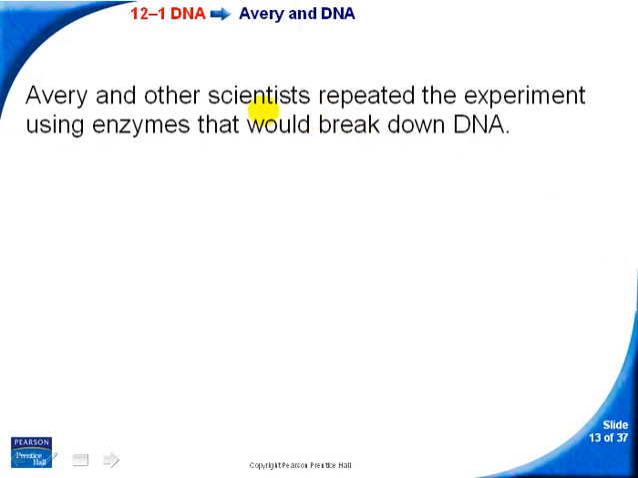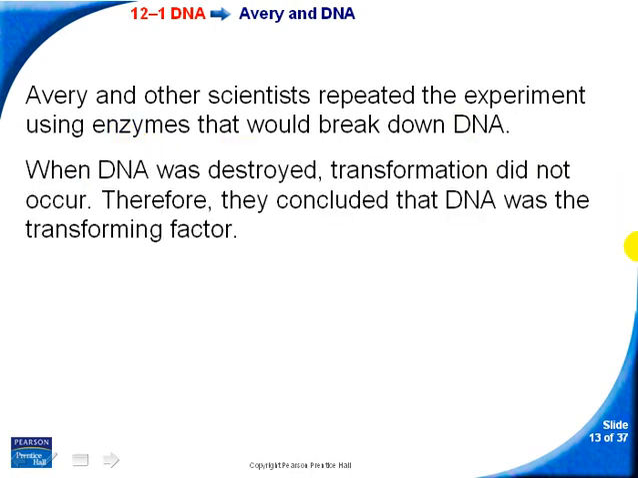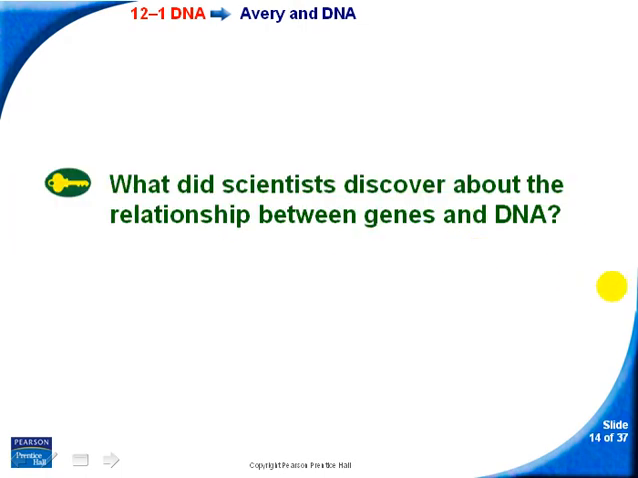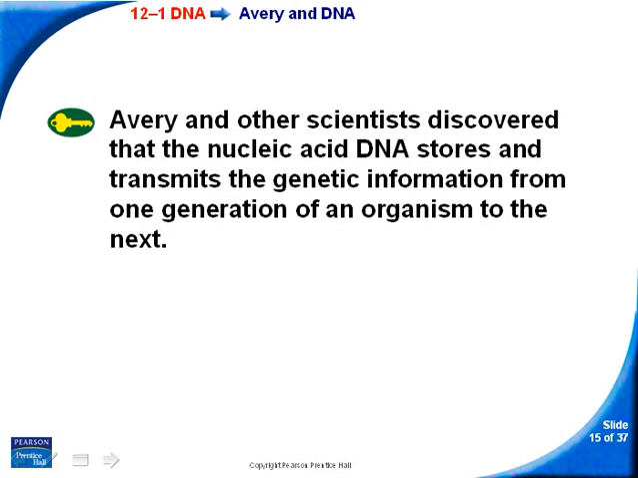Then what he did was he took an enzyme that broke down DNA, and he found when the DNA was destroyed, transformation did not occur. Therefore, he concluded that DNA was the transforming factor. What did scientists discover about the relationship between genes and DNA? Avery and other scientists discovered that the nucleic acid DNA stores and transmits the genetic information from one generation of an organism to the next.